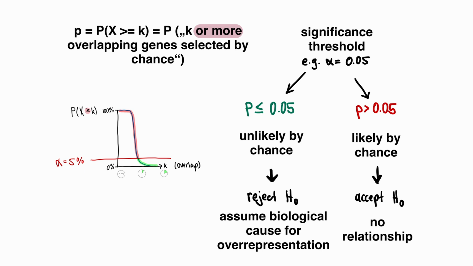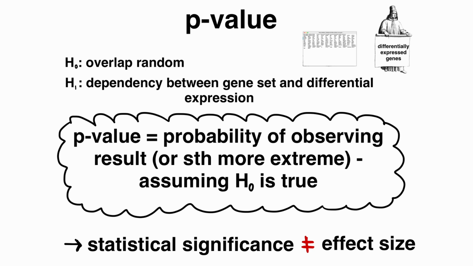cause. While the p-value is a measure of statistical significance, it doesn't tell us anything about the effect size. In other words, a significant p-value doesn't automatically mean the biological effect is large. It simply means it's unlikely to be due to chance. Et voila! Now you understand the p-value and its role in overrepresentation analysis.